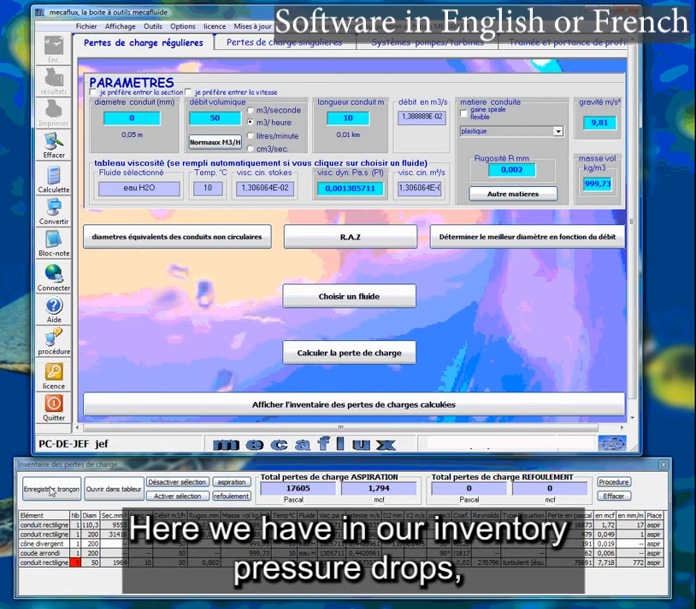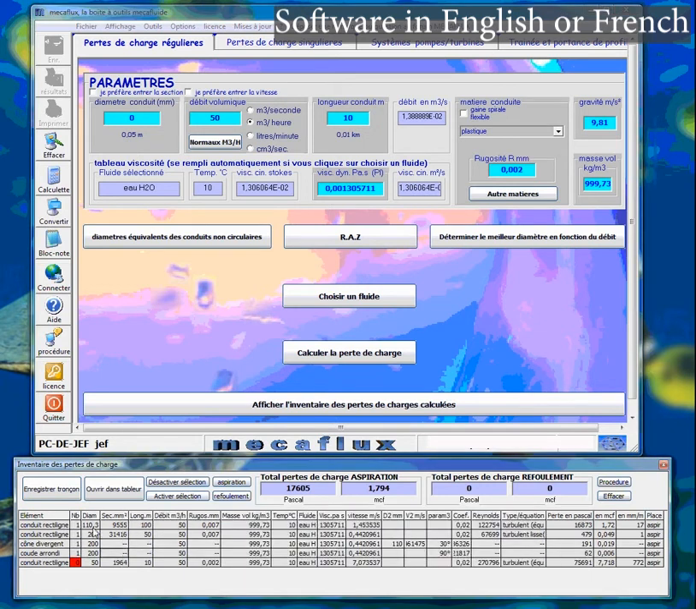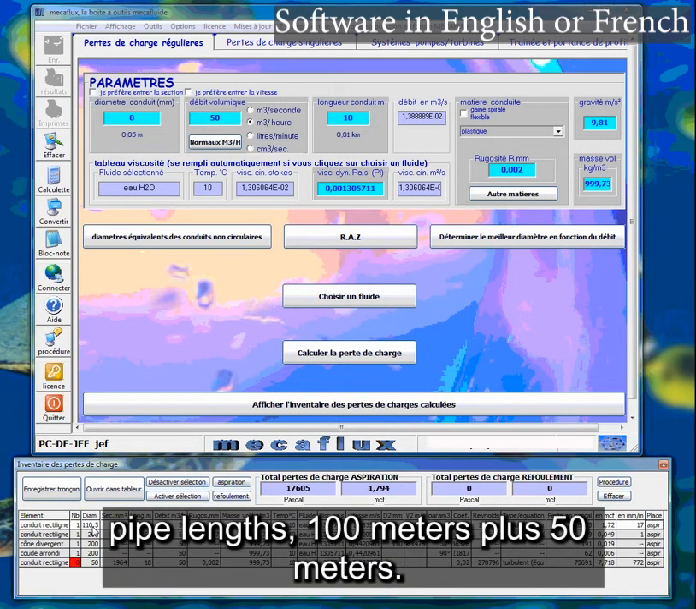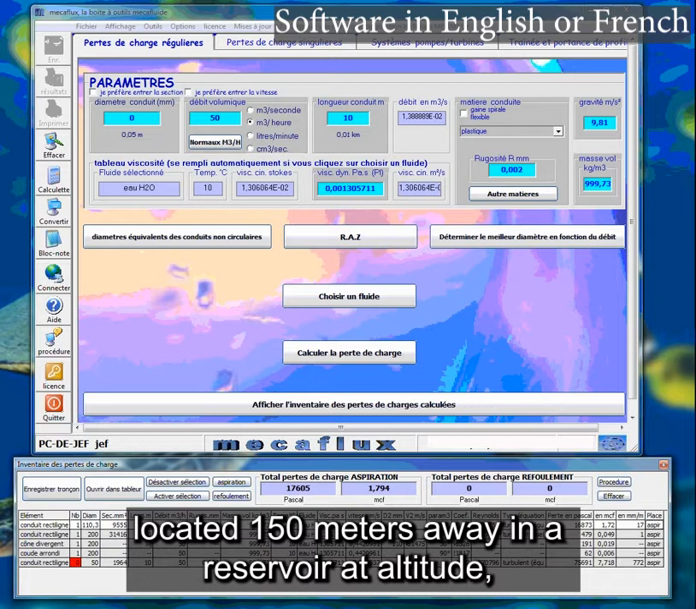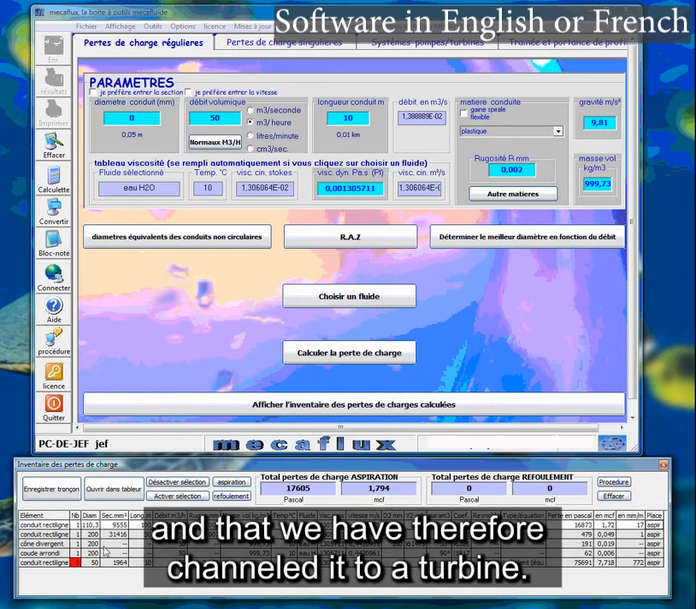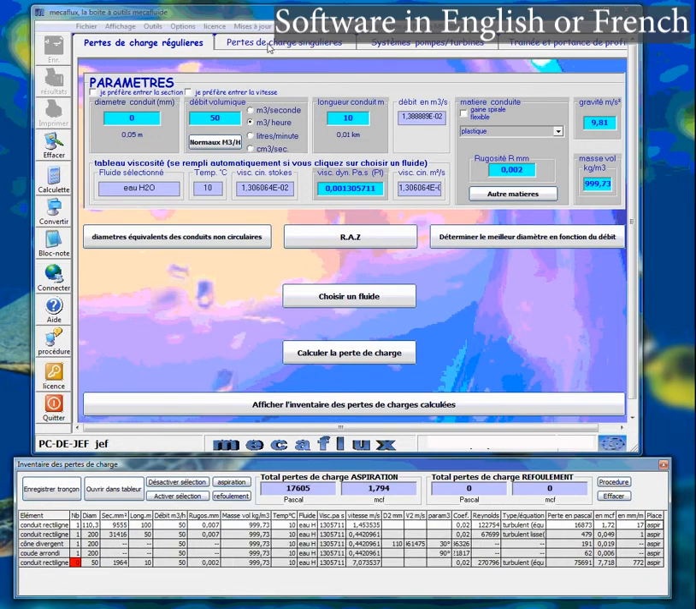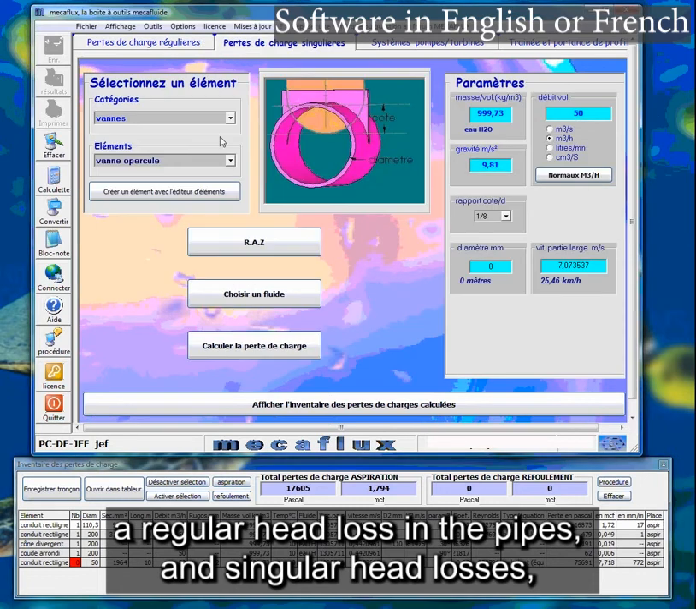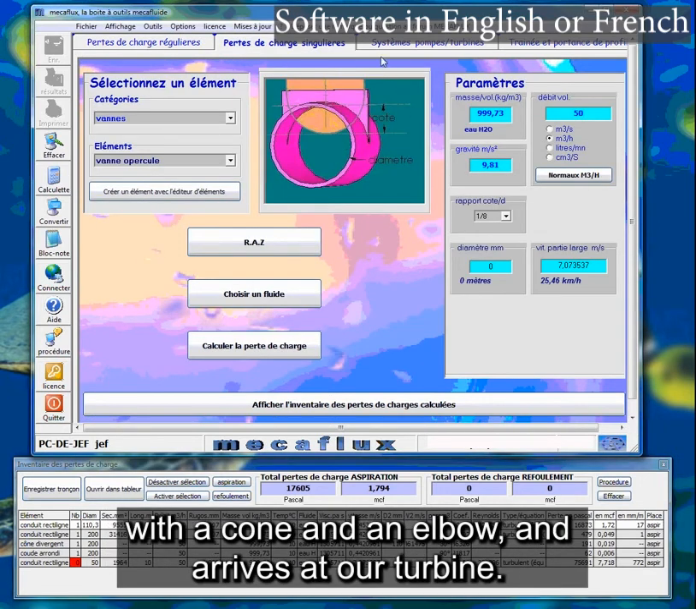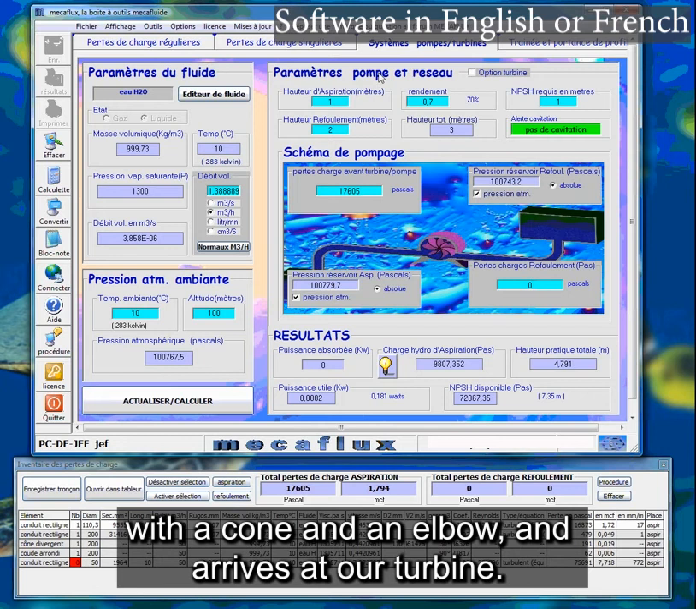Here we have in our inventory pressure drops, pipe lengths, 100 meters plus 50 meters. Let's imagine that we capture water located 150 meters away in a reservoir at altitude, and that we have therefore channeled it to a turbine. Therefore, the water has undergone a regular head loss in the pipes, and singular head losses, with a cone and an elbow, and arrives at our turbine.